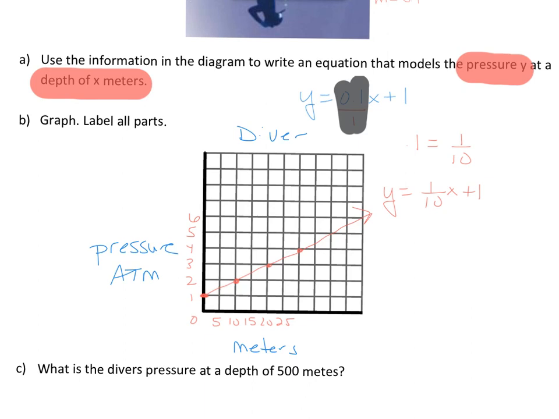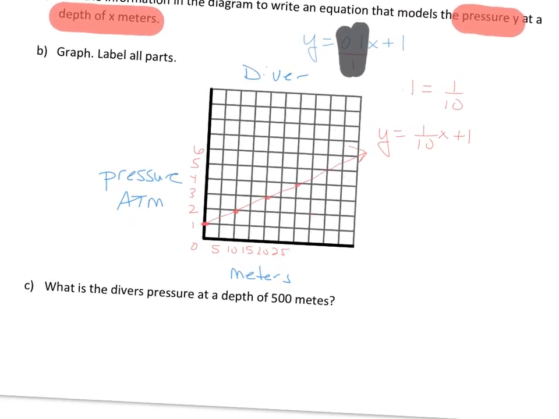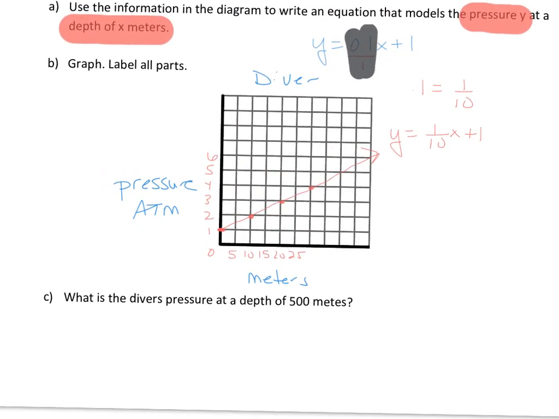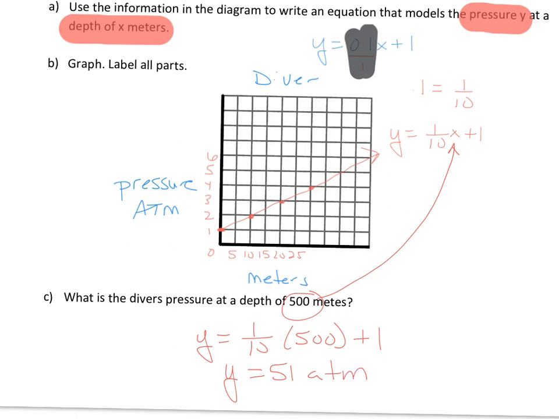All right, so now the next part here says, what is the diver's pressure at a depth of 500 meters, okay? Meters is your X, so all I'm going to do is take this and plug it in right there. So I get y equals 1/10 times 500 plus 1. Now when we type that in, we end up with 51 ATM. Okay. All right, and that concludes notes for lesson 5.3.